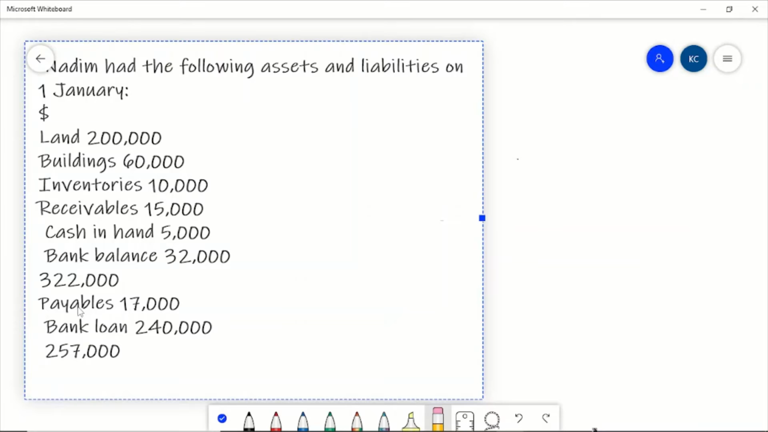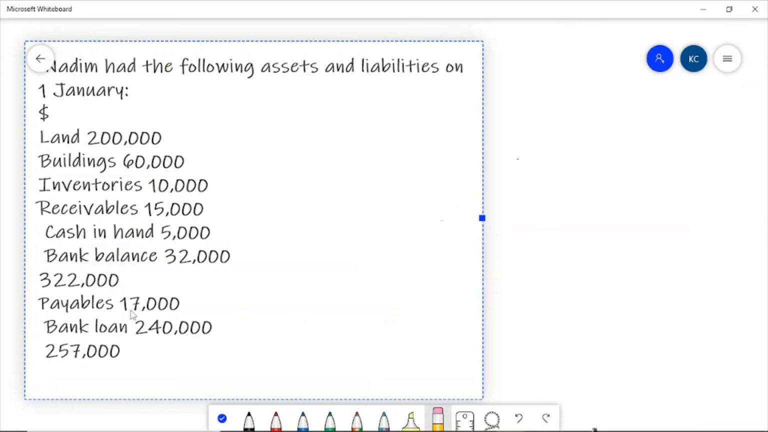And now the liabilities, the payables. Payables, the other name is creditors. That is the people that Nadim had to pay for his business. Remember, we said that you are not the only one who puts money in the business. You can also borrow from others. So these are payables, the people Nadim borrowed from.